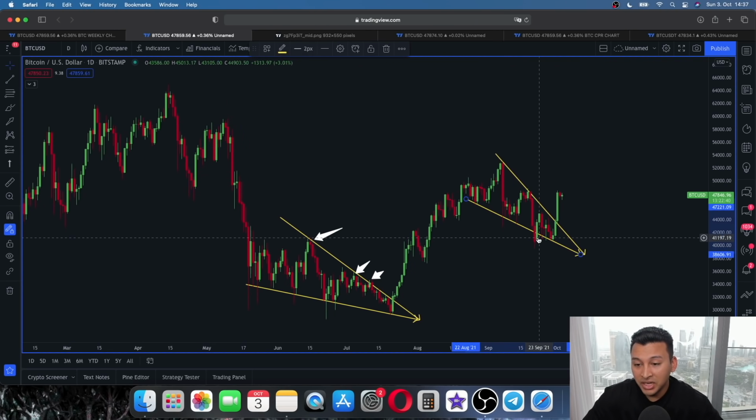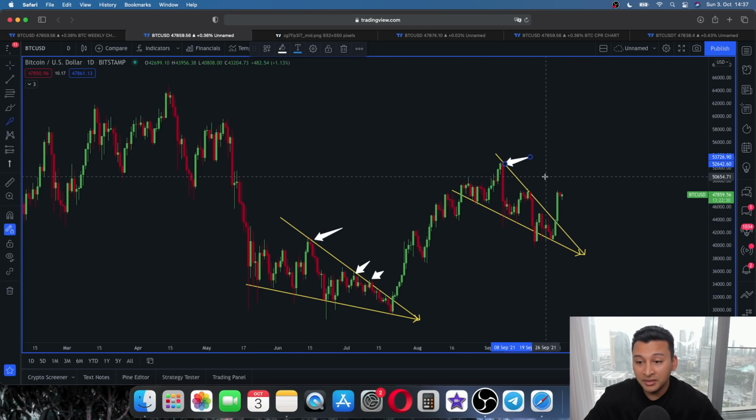We even had this shakeout, but price somehow managed to jump above it, and the same line which previously acted as support again held the price. And now since we are also breaking out of this resistance line, you can see here we are clearly above it. What could be the next possible scenario?